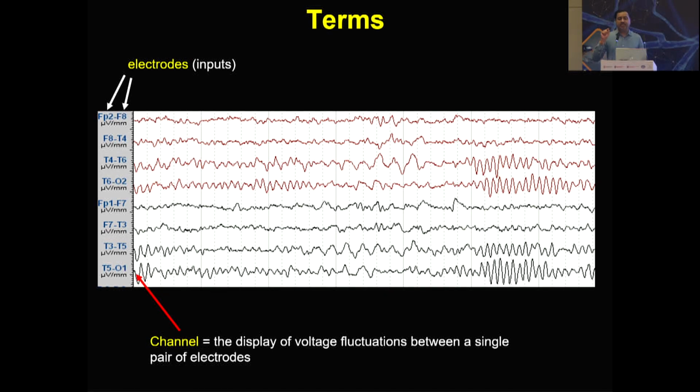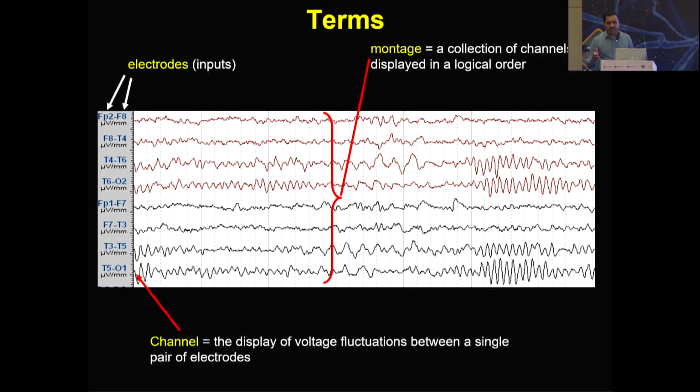So as I told you, each amplifier has to have two inputs to record the EEG. The potential difference between these two inputs, or these two electrodes, this voltage fluctuation, forms one channel. So a channel is the voltage fluctuation between a single pair of electrodes. These are electrodes, and when you connect them to each other, the difference between these two is this channel.